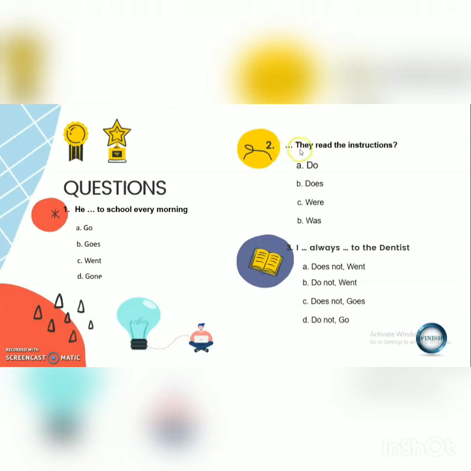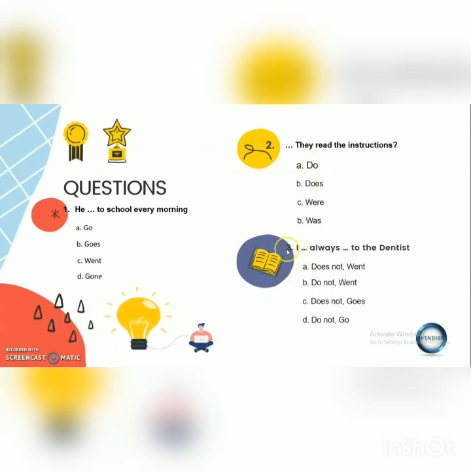There is a blank: They read the instructions. We can see the subject is plural, they. So it should be do or does. Yes, that's right, it should be do. So: Do they read the instructions? Let's check. The answer is A. That's the good answer. And B is of course wrong, because it is for the subject he, she, it. And were and was are for simple past tense. That's why A is the best answer.